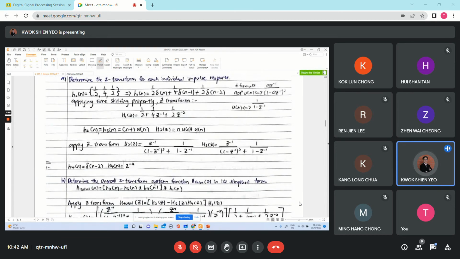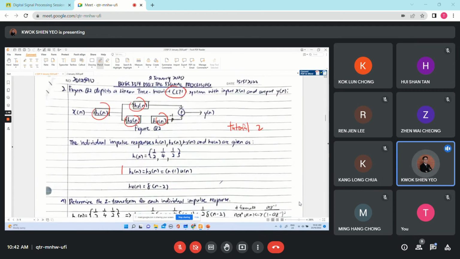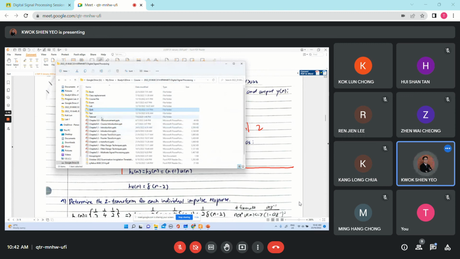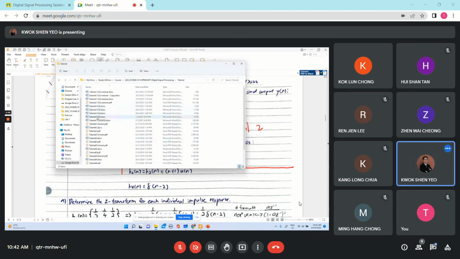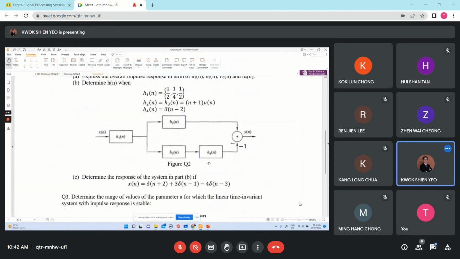Okay, so what happens when you change to Z transforms? For convolution, it will become multiplication in Z transforms. Addition is addition. So let's say you got this one. From tutorial 2, I think you'll be able to write the H total expression. For those who are not sure what tutorial 2 is, it is here, right? This one.